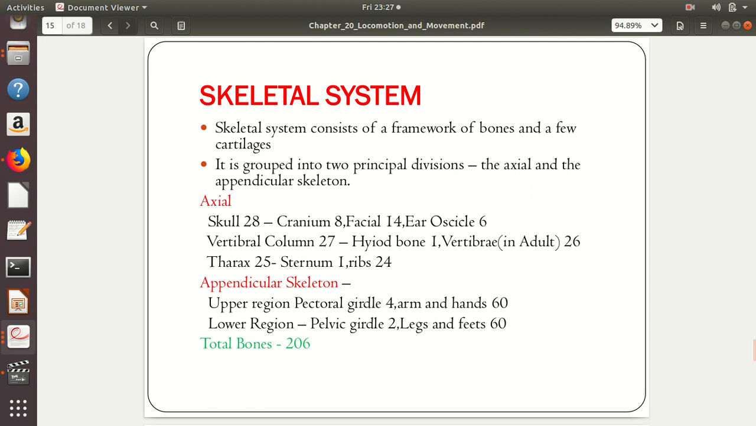thorax 25, sternum is 1, ribs are 24. So this is the axial skeleton. The appendicular skeleton consists of the upper region, that is the pectoral girdle, arm and hands. Pectoral girdle is 4, arm and hands, 60 bones are there. In the lower region, the pelvic girdle has 2 bones, legs and feet have 60 bones. So the total bones that you can notice in the skeletal system is 206.